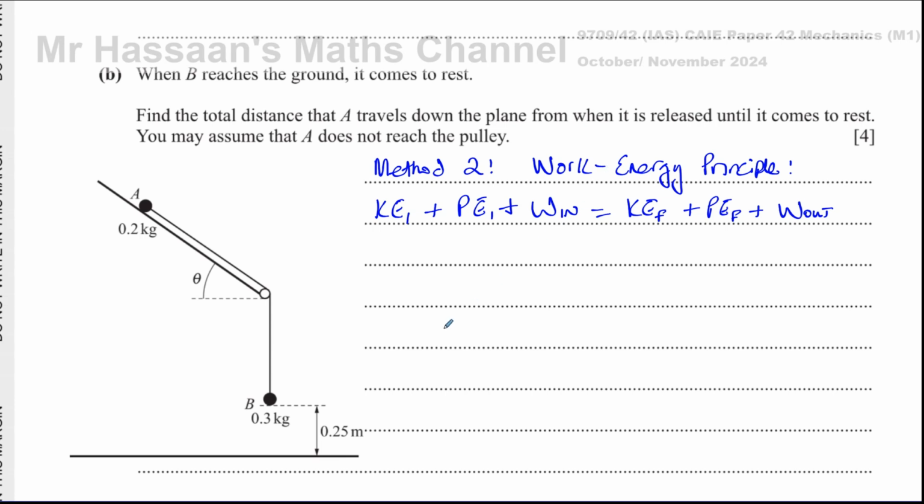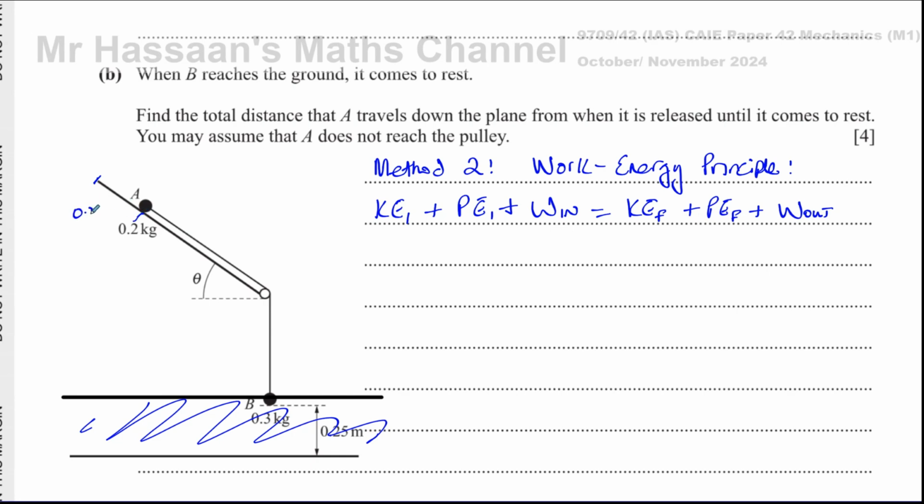So we've got to think about where this object is going to start. Let's say that B has already hit the ground. I'll just draw this line here. B has hit the ground already. We're taking it from that point onwards. So it's already traveled this distance, 0.25 meters. So A has gone from somewhere up here to this point.